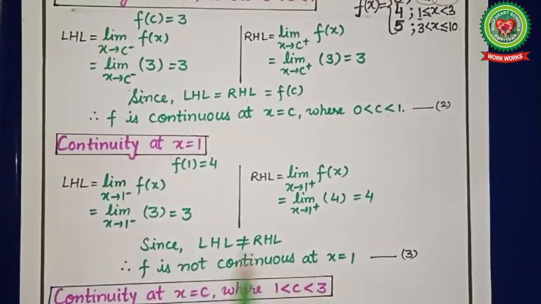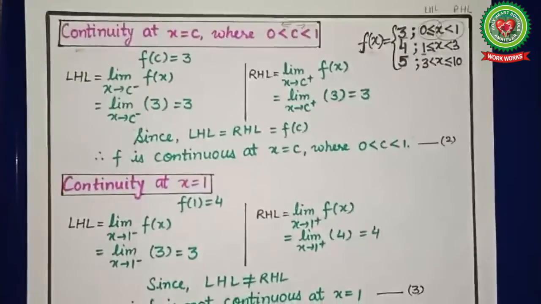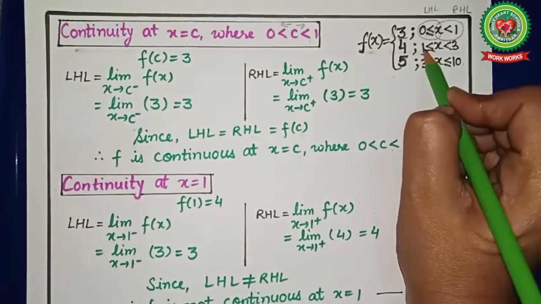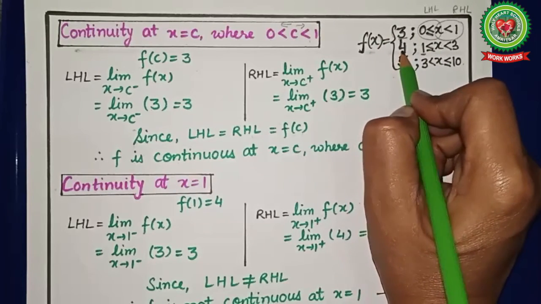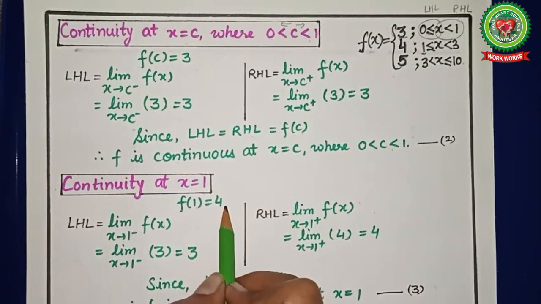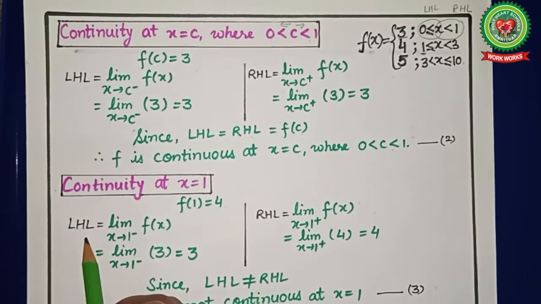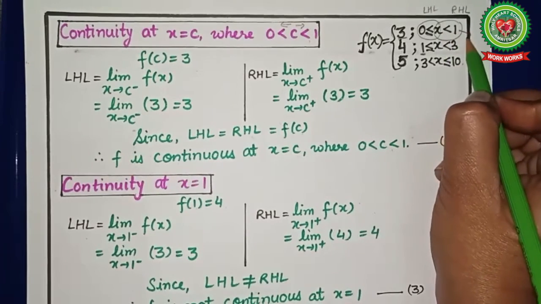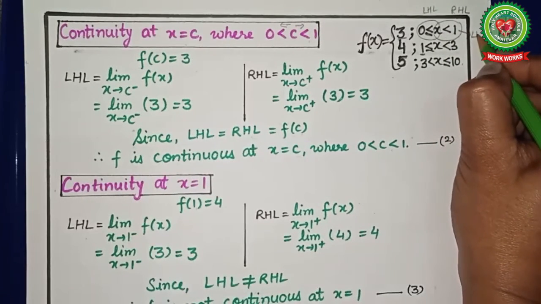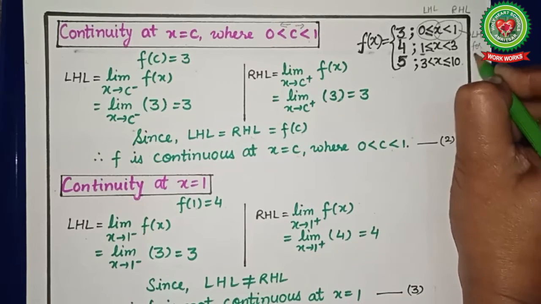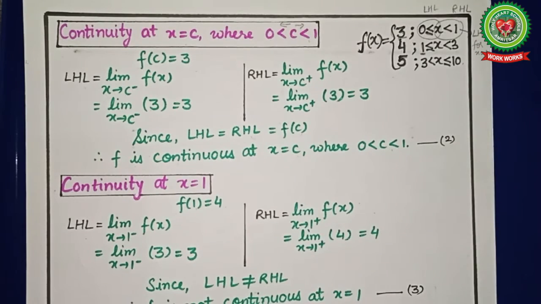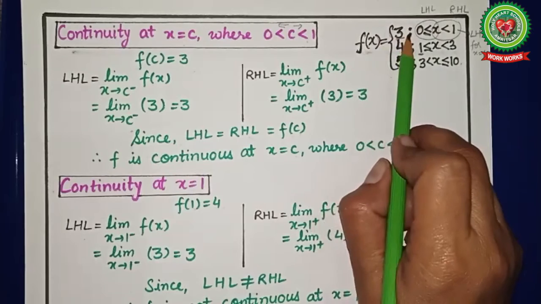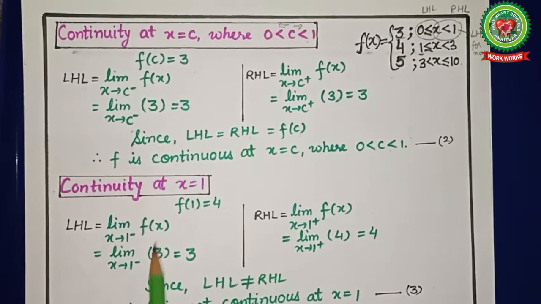For x equal to 1, you can see that the value of the function is 4. So f(1) is equal to 4. Now the left hand limit, left means when the value of x is less than 1. So for x equal to 1, it will give us the left hand limit. Here, when x is less than 1, the value of the function is 3. So it is equal to 3. On simplifying we get 3 only.